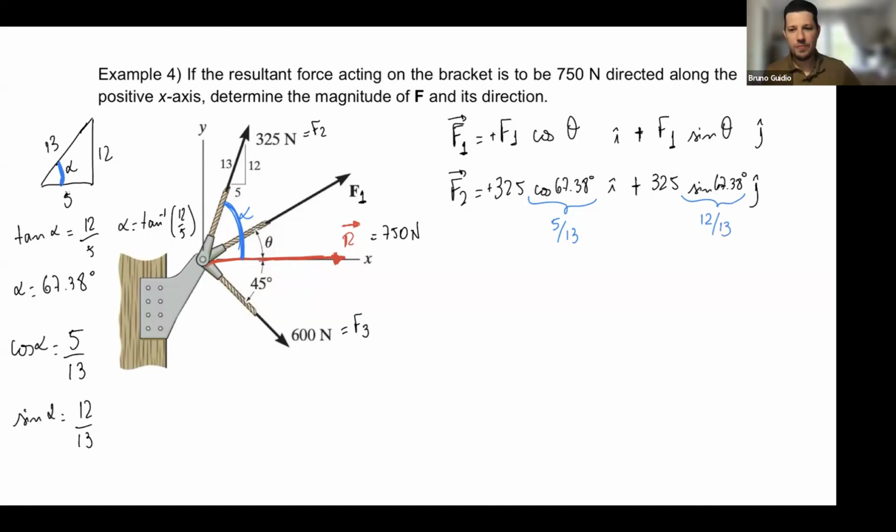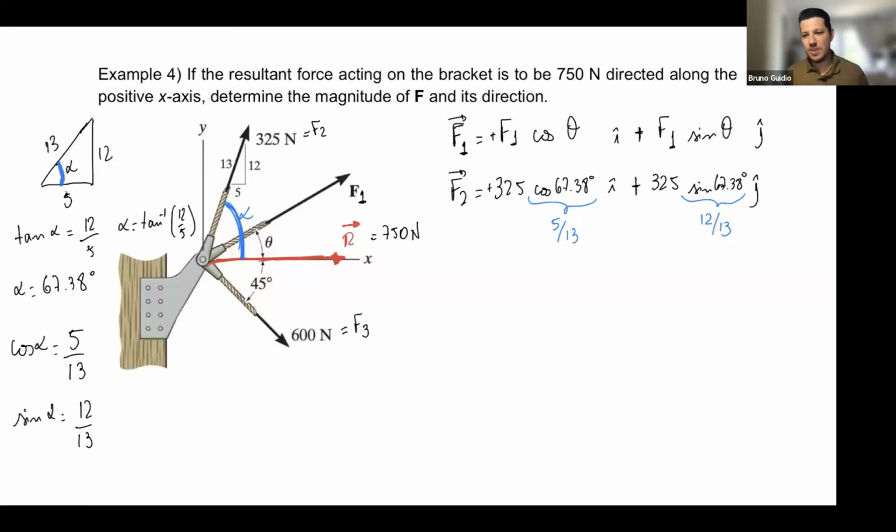Let's see if it is true. Don't know if you have your calculator. Let's type cosine of 67.38. 0.38, that's what I got. 0.39, depending how you round up. Then I'm going to do 5 divided by 13. Ooh, 0.38. Okay, exactly the same thing.